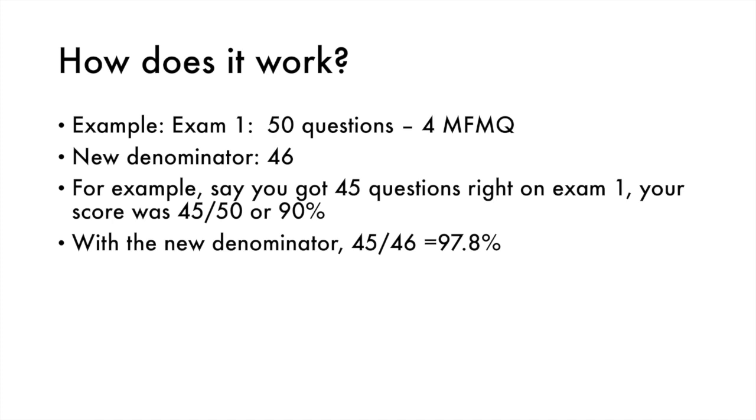So if your initial score on exam 1 was 45 out of 50, you got 90%. With the most frequently missed questions taken out, your new denominator is 46, and 45 out of 46 is about 8 points higher, or close to 98%.